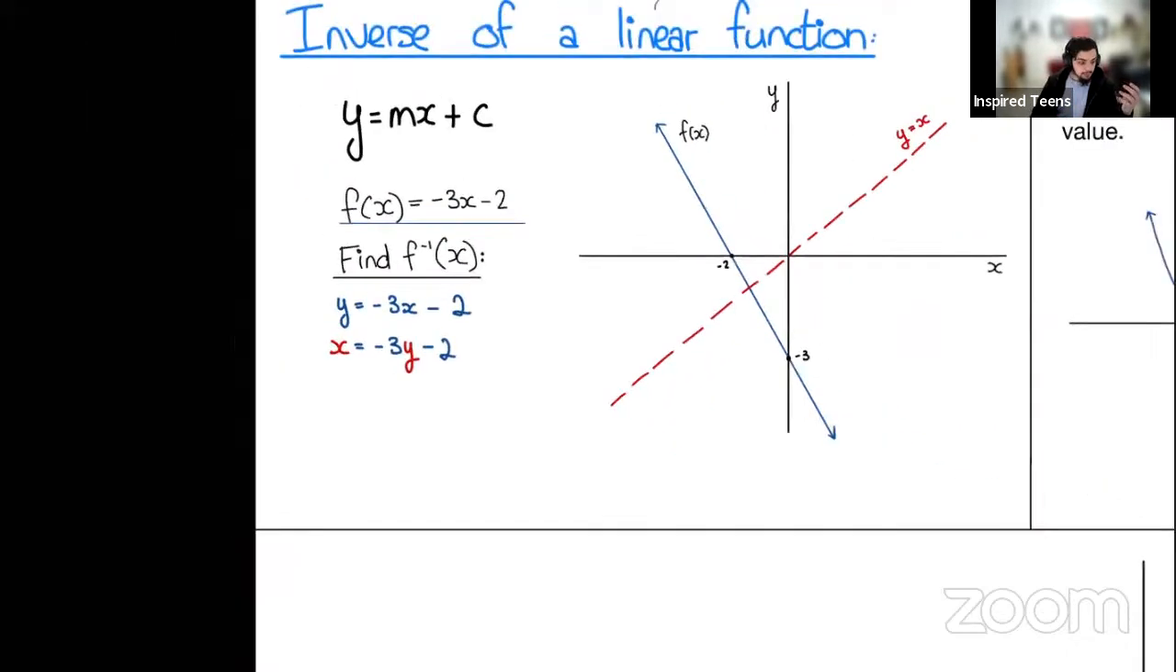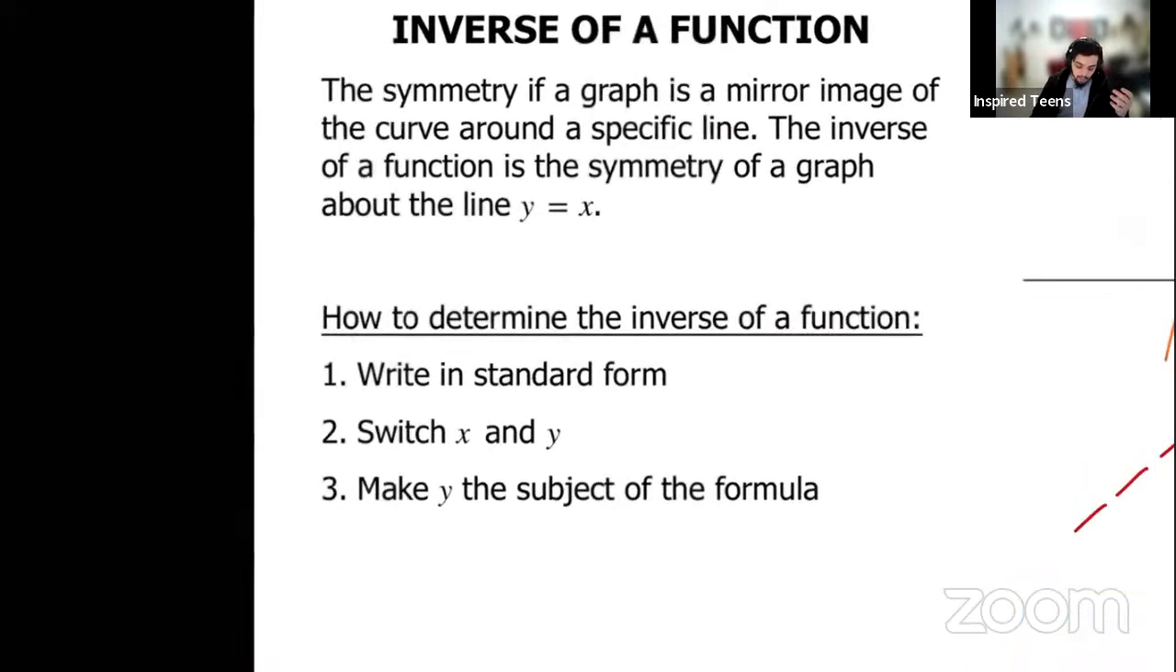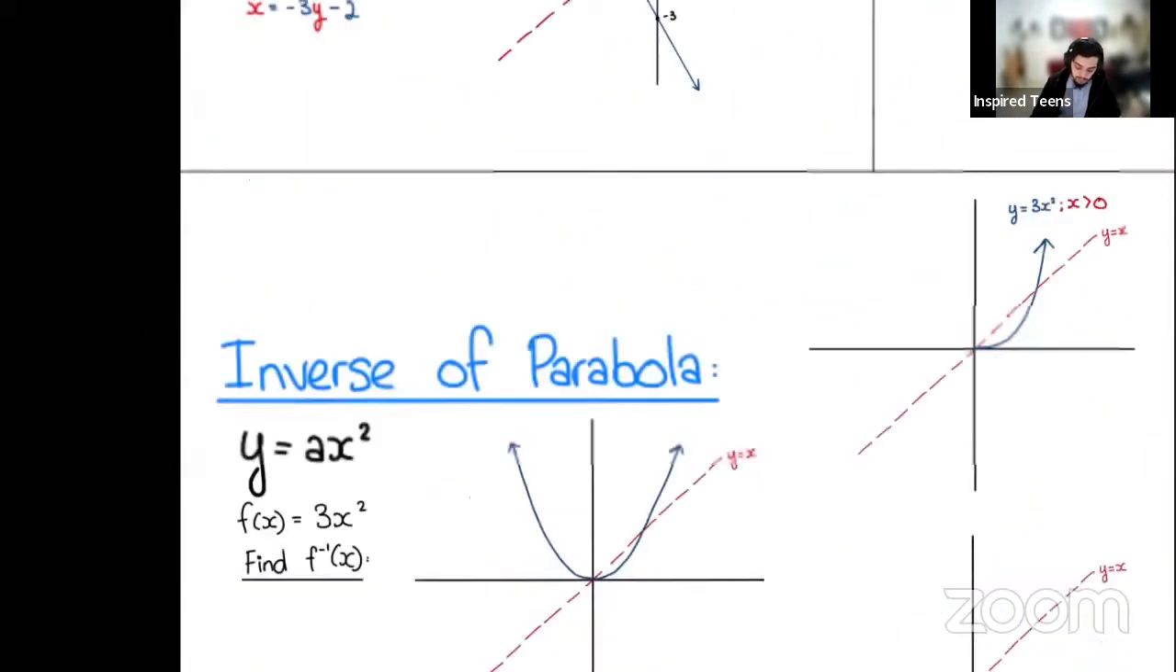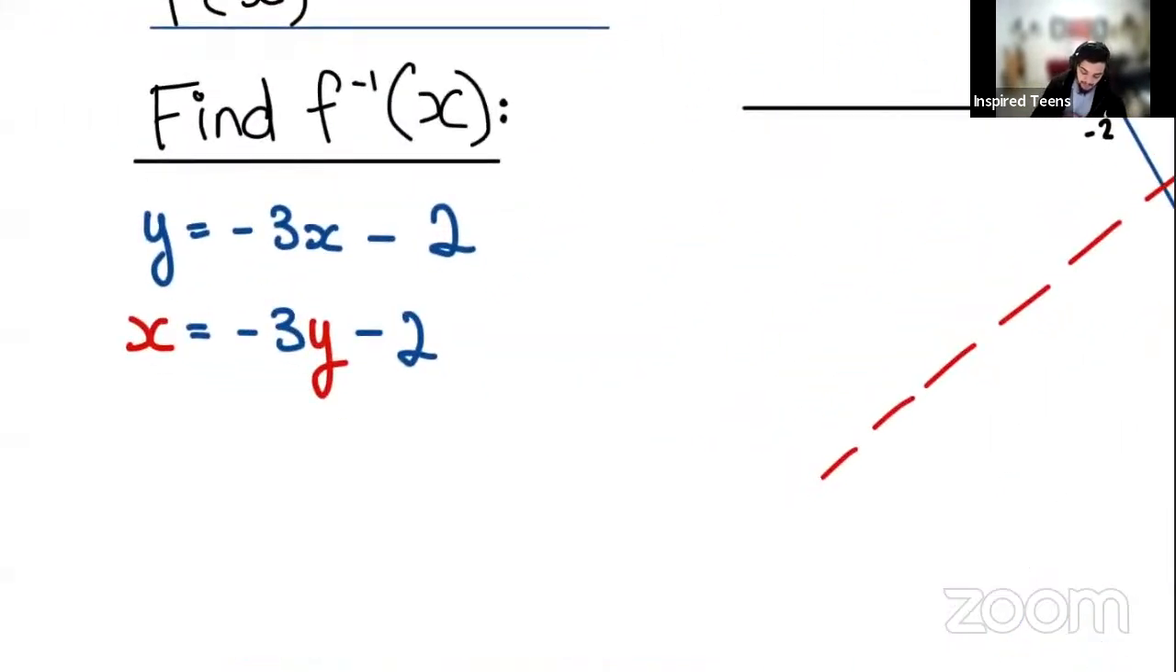Then the final step is to isolate y, or to make y the subject of the formula. So basically just to leave y alone, to write everything in terms of y. In that case, I need to get rid of everything that's attached to the y. Firstly, I can take the 2 to the other side. So I have x plus 2 is equal to negative 3y. Thereafter, because this 3 is here, I can divide everything by negative 3 to get rid of this 3.